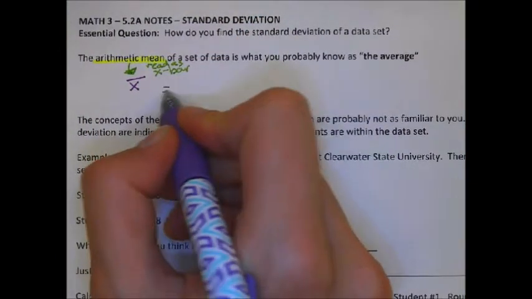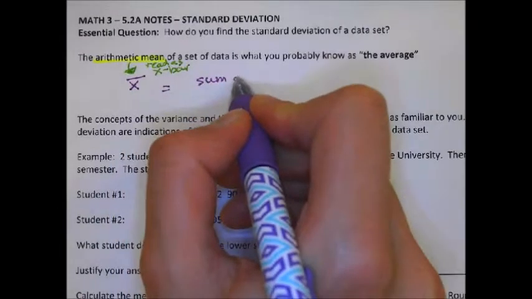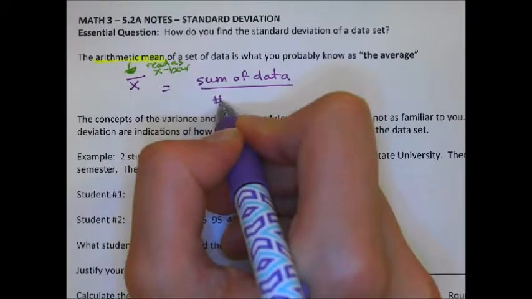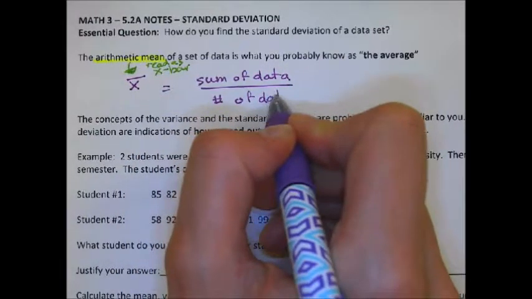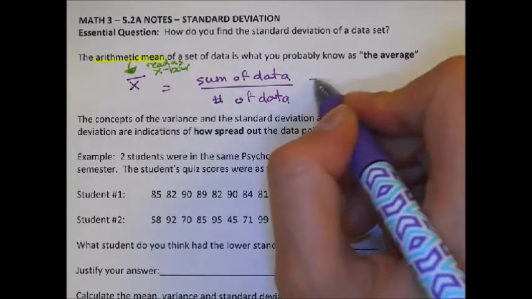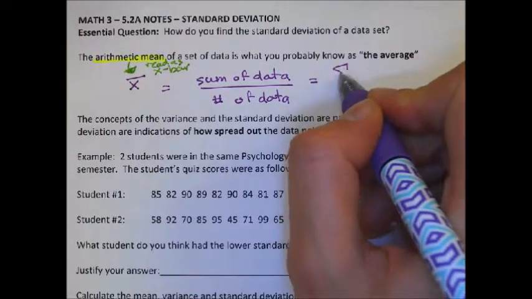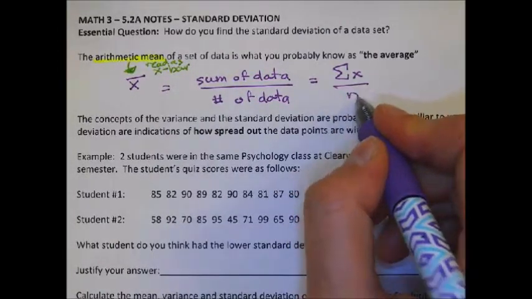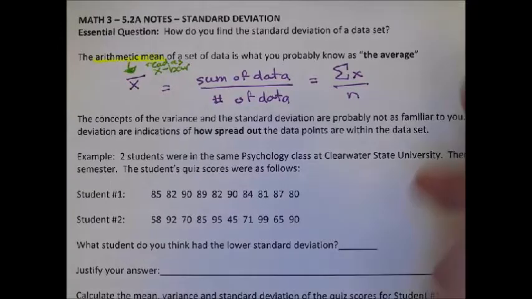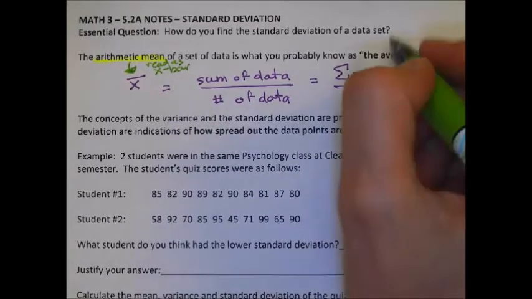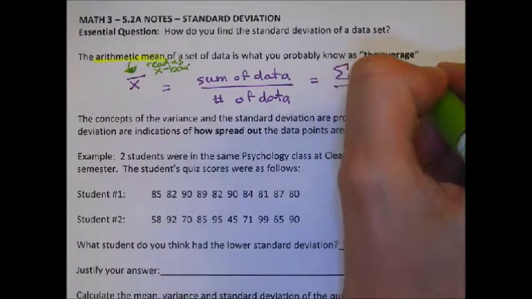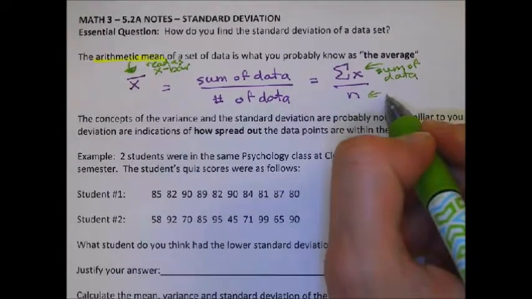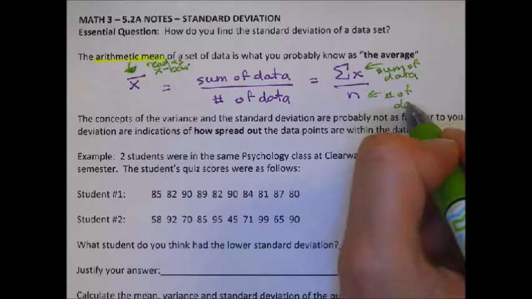And so how we find this is we add up all the data. So we find the sum of the data, and then we divide by the number of data. If you want it in fancy statistics symbols, we find the sum of all of our x's and divide by the number of data. So again, this means sum of data, and n is the number of data.